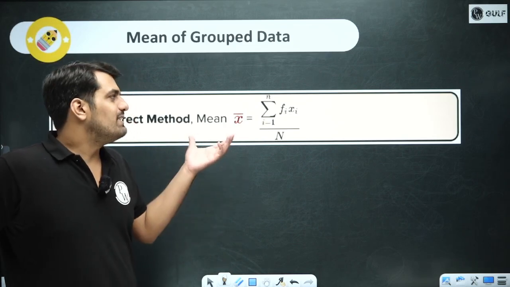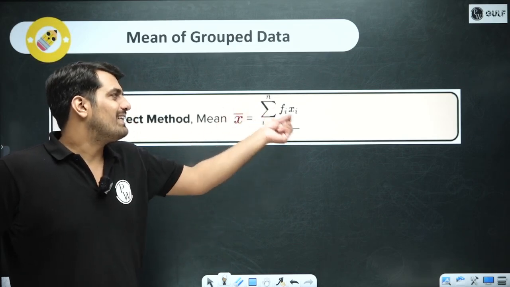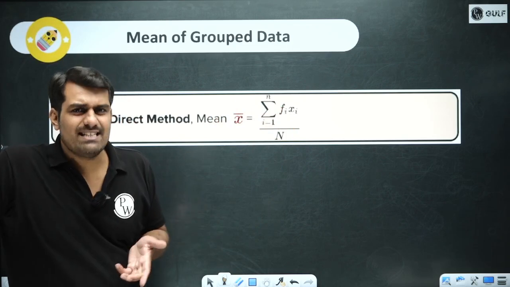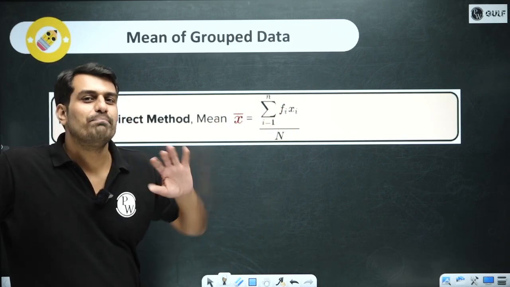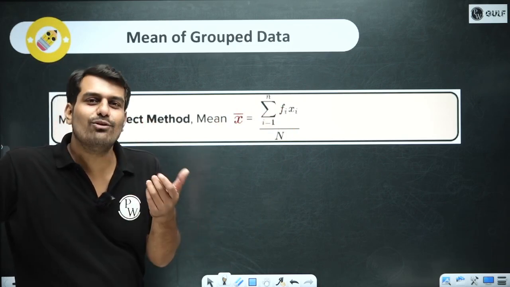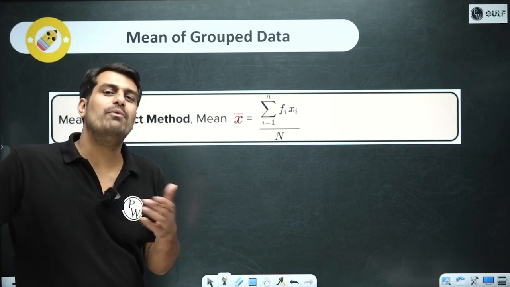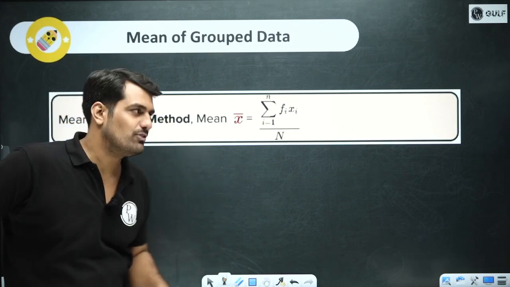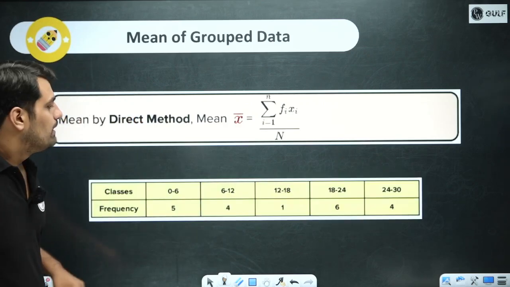But if you observe this data, sigma fi xi divided by n, does it make any sense? No, it doesn't make any sense. So what I have to do over here is come up with a group data so that I get a better clarity. So let's come up with a group data. This is a group data.